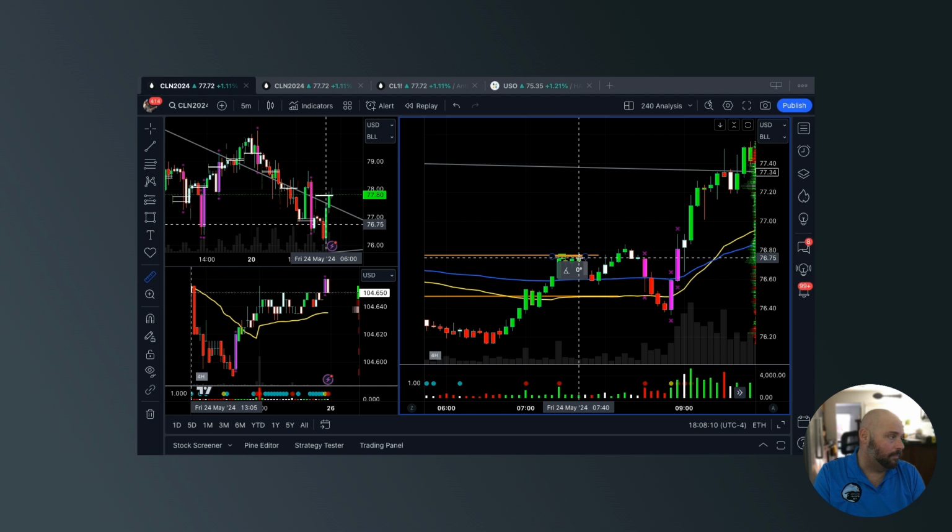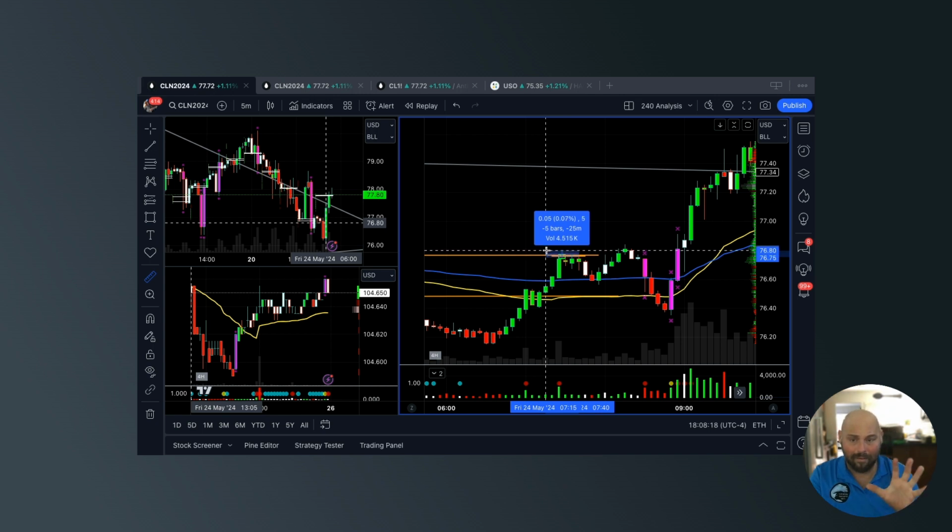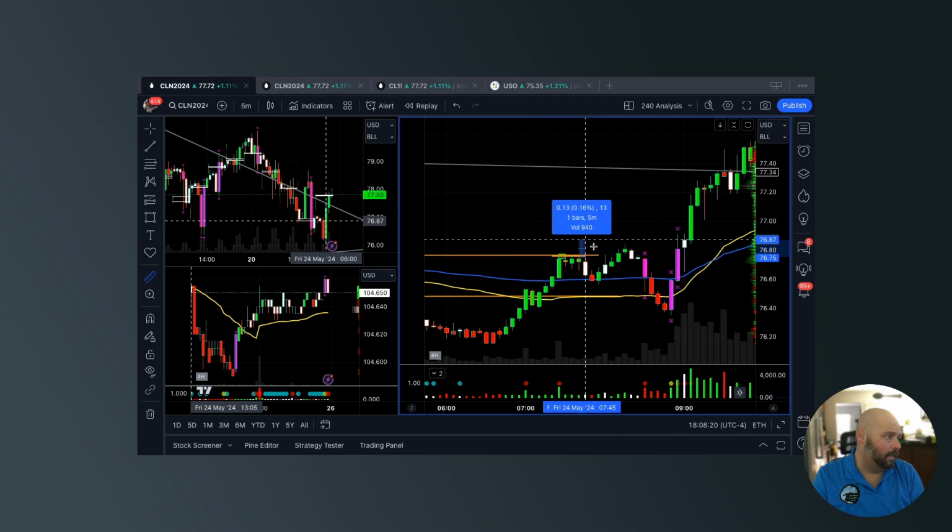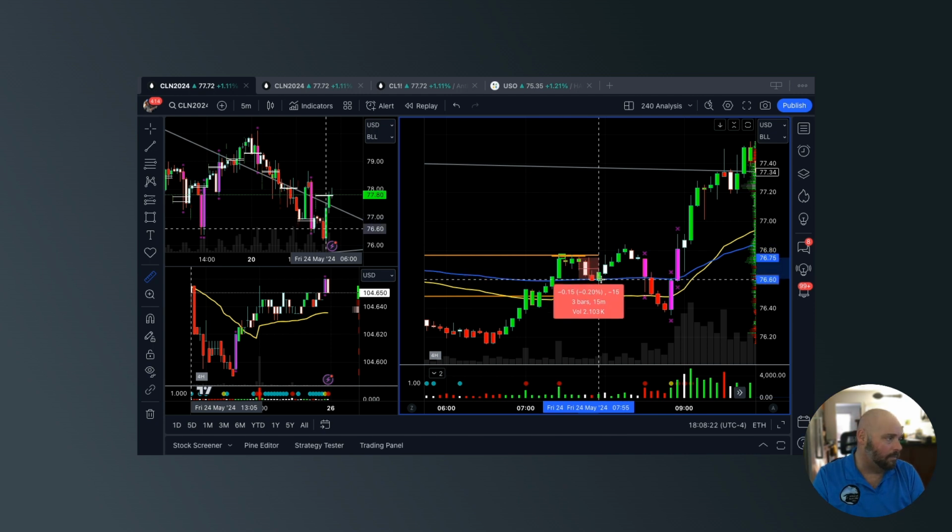Okay. I got short there at 75. You could see the high there was 78. My stop was here at 80. So I was risking 5 ticks. Okay. My target was here at the VWAP. 15 ticks. So it was a 3-to-1 risk reward, right? It was a small trade, but the risk reward factor did meet my criteria.